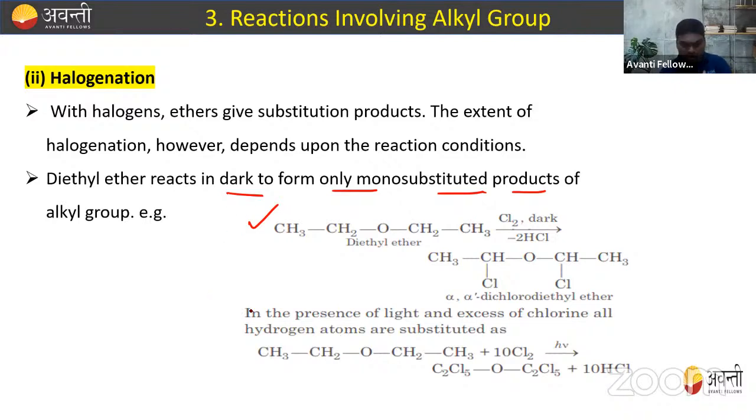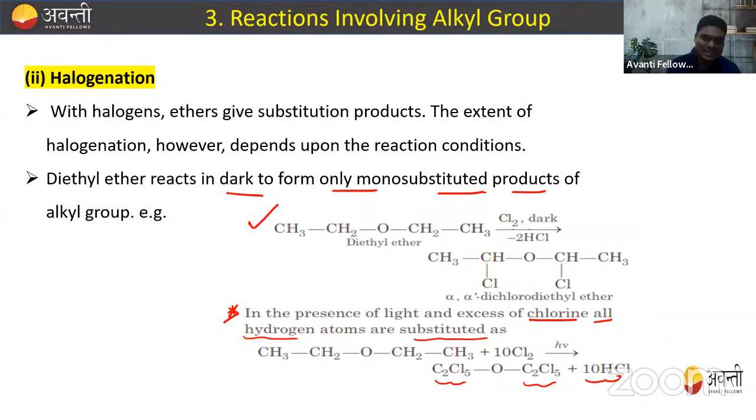But in presence of light, right? In presence of light and excess of chlorine, all hydrogen atoms are substituted. So they form like C2Cl5, C2Cl5. So all hydrogens are substituted, and in place of hydrogen, we get the Cl. So always remember this thing. In presence of dark condition, only mono-substituted product will be formed.